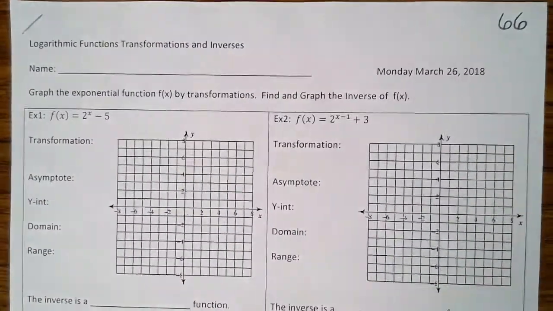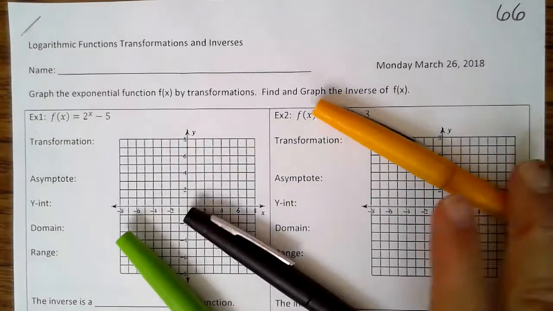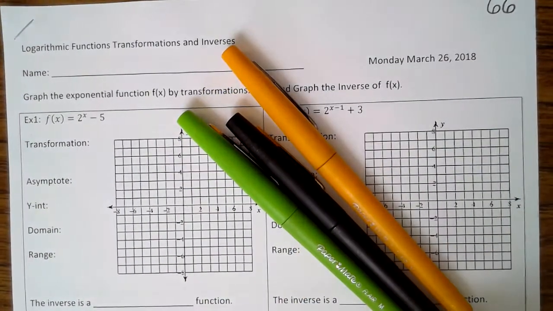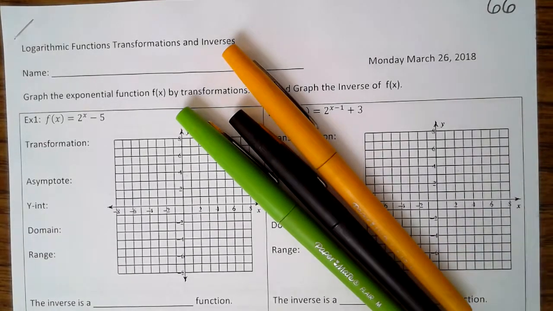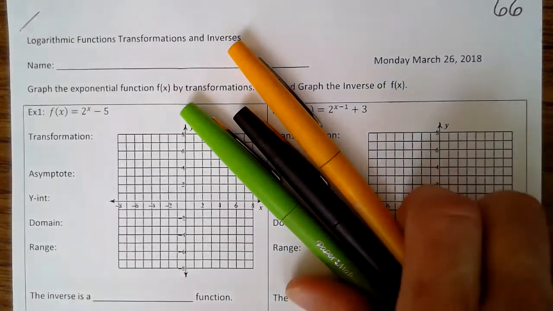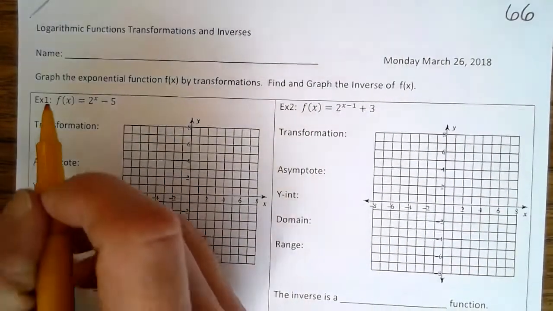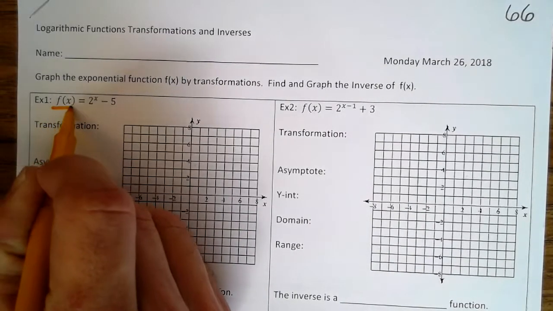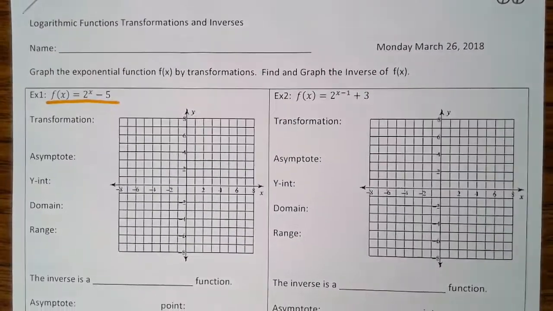All right, now before you get started, you're going to need 3 colors. I would recommend 2 colors and then a black. The black's going to be for the asymptotes, and then the yellow and the green are going to be for the graphs. All right, so I'm actually going to graph this function in yellow. But let's find out the information first.